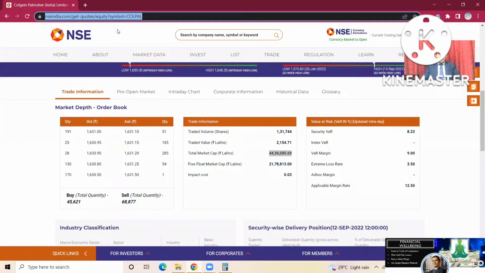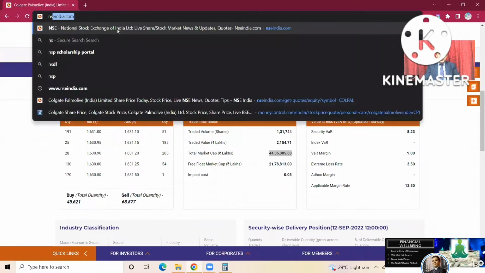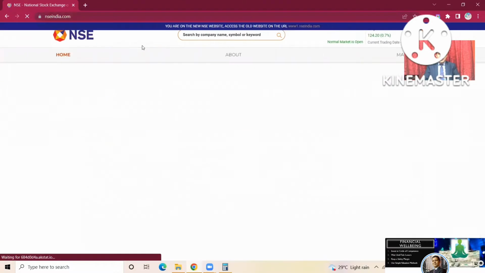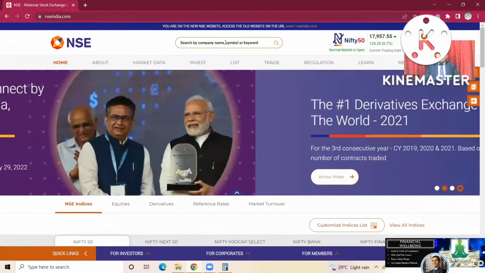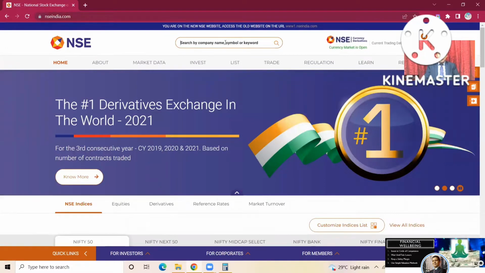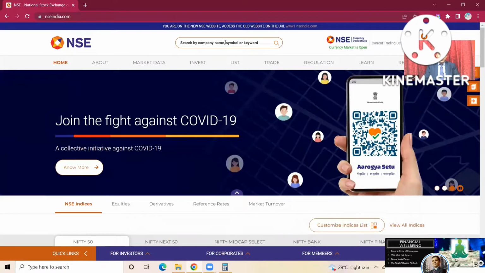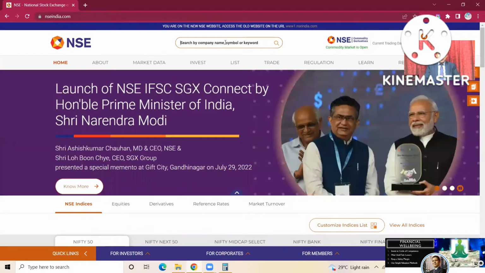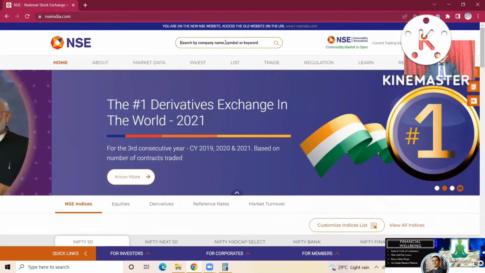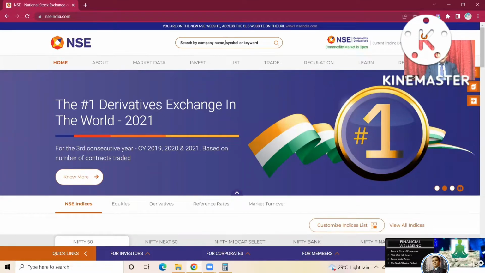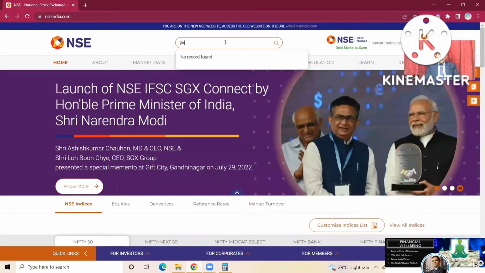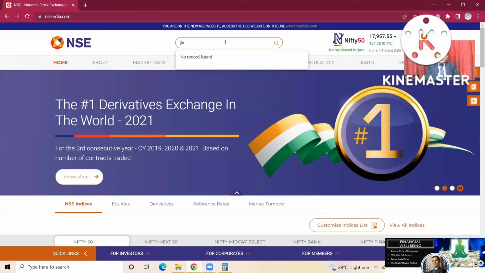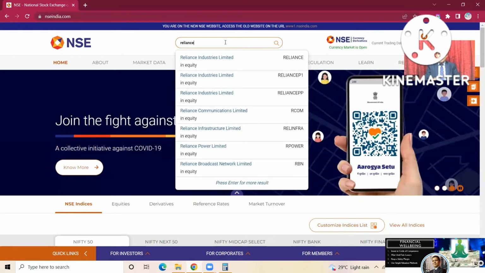I've actually opened Colgate-Palmolive already, but for the sake of understanding, let me go back to nseindia.com. NSE India, as I explained earlier, is the stock exchange of India, wherein you can see all the listed companies. If you want to find out whether a particular company is listed, you go to nseindia.com and type in its name. Say, for example, if I want to see whether Jio is listed, I type Jio and there is no record found, because Jio is a subsidiary of Reliance Industries. If I search Reliance Industries, I see it listed.